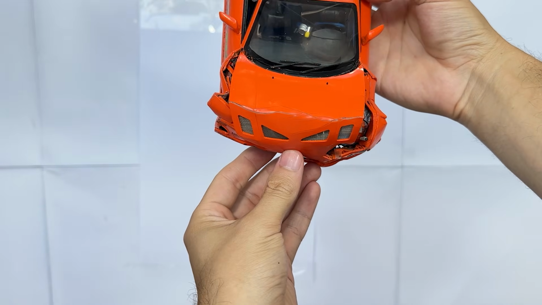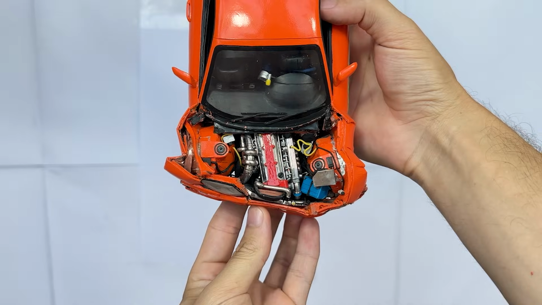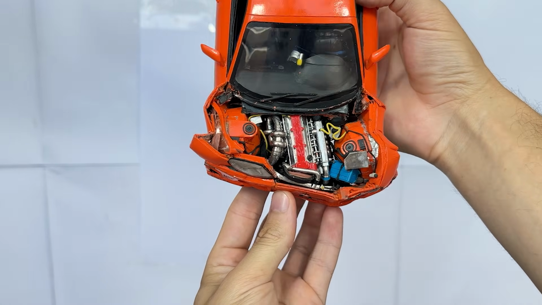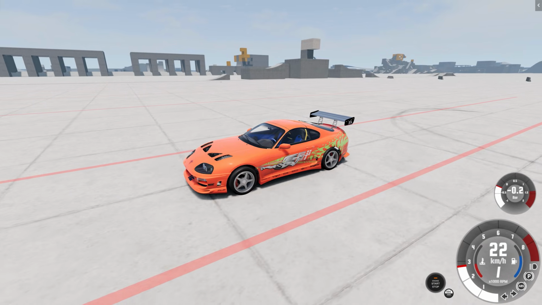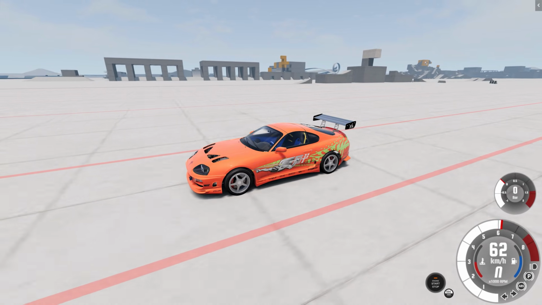From above we see that the left side was bent a little more, and the engine now received serious damage and it was tightly pinched. Now, let's repeat the same collision in BeamNG Drive.